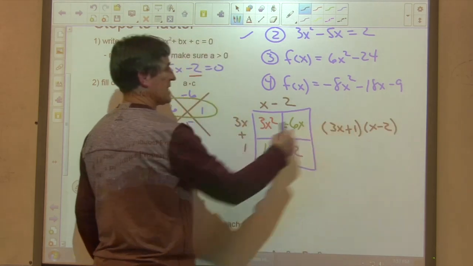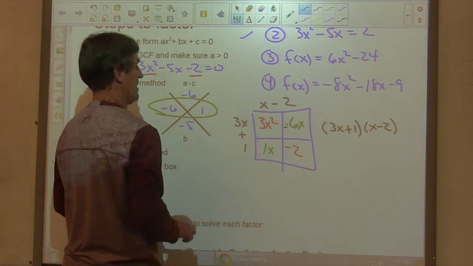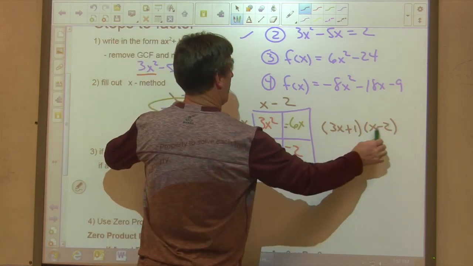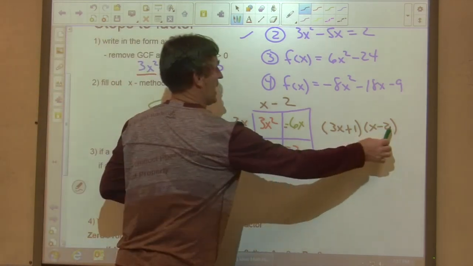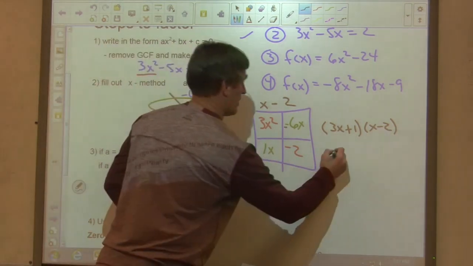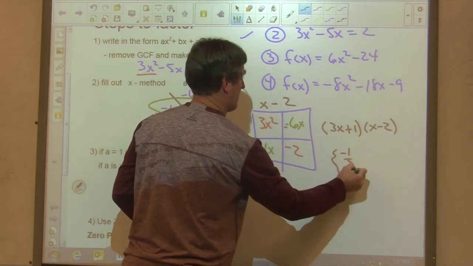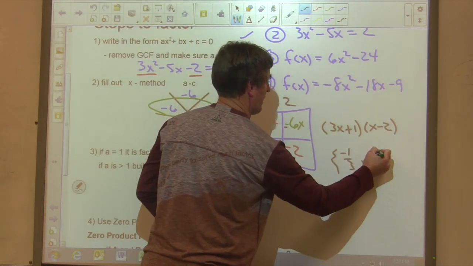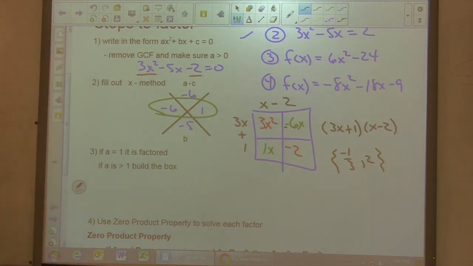x minus 2. Again, it's not important what order you put those in. Again, it's a good idea to check. 3x squared, yes. 1 and negative 2, that checks. And then negative 6 plus 1 is a negative 5x, so I know I'm right. And so the opposite of this would be negative 1 divided by 3, so negative 1/3. And the opposite of negative 2 is 2, divided by 1 is 2. And so you should have gotten negative 1/3 and 2.